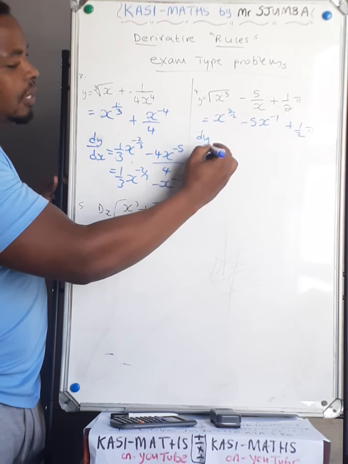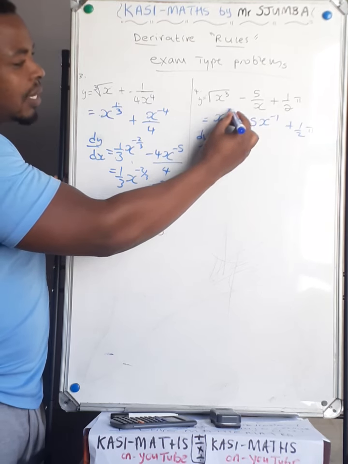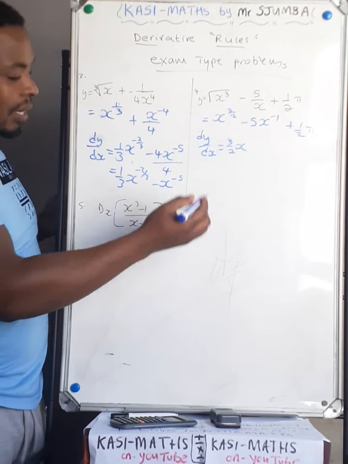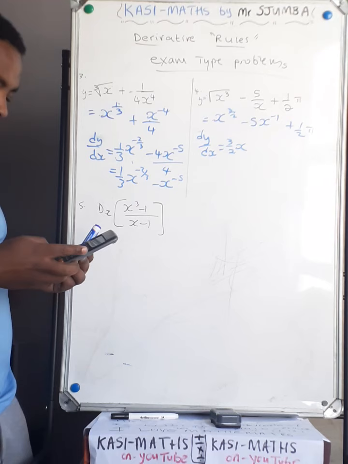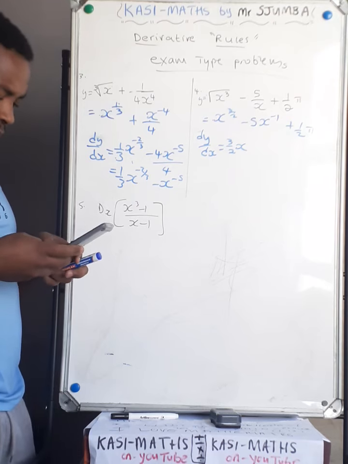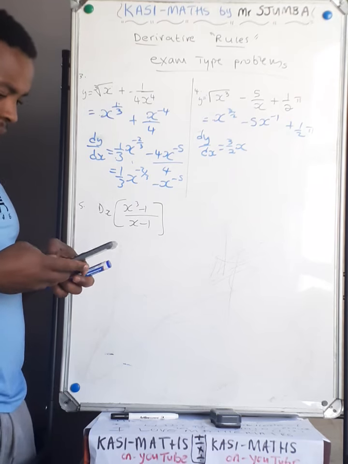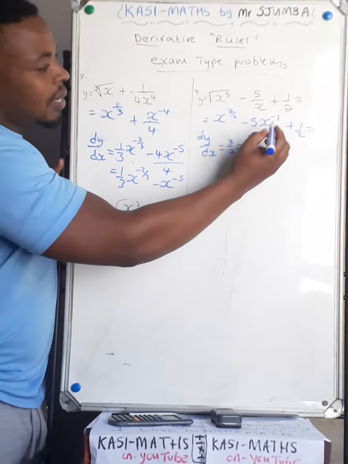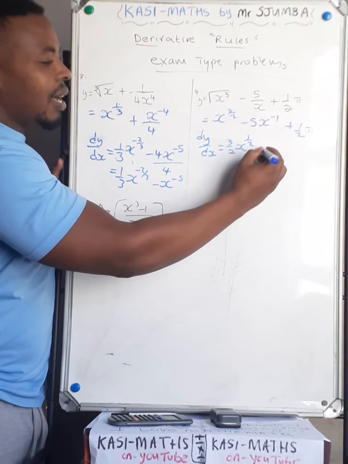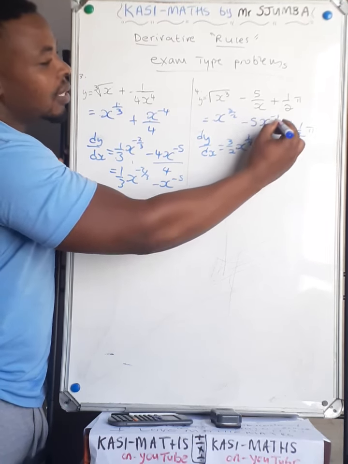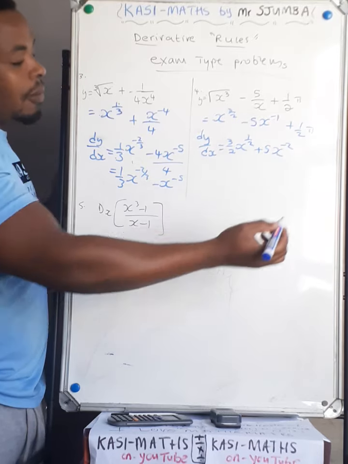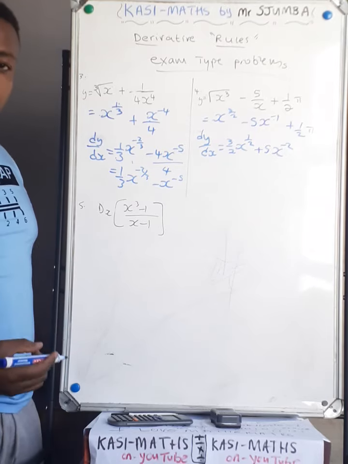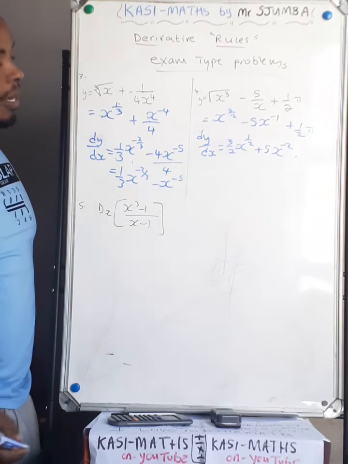So now we're going to have dy dx equals 3 over 2 multiplied by 1, then x to the 3 over 2 minus 1. 3 over 2 minus 1 is 1 over 2, so x to the 1 over 2. Then minus 1 times minus 5 is positive 5, x to the minus 1 minus 1 is minus 2. Then 1 over 2 pi is a constant, so when we derive it, what does it become? 0.